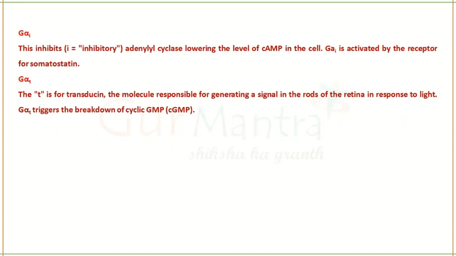Next is GT alpha, transducin, and this is involved in the light and dark responses in our eye cells like rods and cones. About this also we will study in detail.